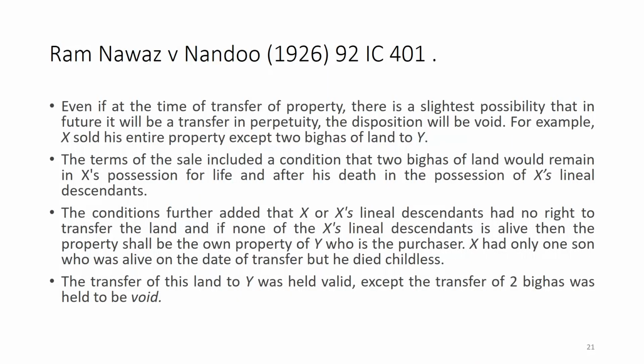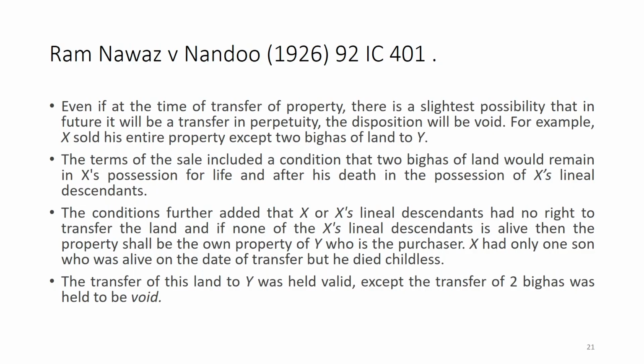This is a very interesting case, and you should understand that some portion was dealt with by one type of transfer, and some portion of the property was dealt with by a different kind of transfer. Then what happened here is that the terms of the sale included a condition that 2 bighas of land would remain in X's possession for life, and after his death the possession would go to X's lineal descendants. The rest of the property was sold except those 2 bighas.